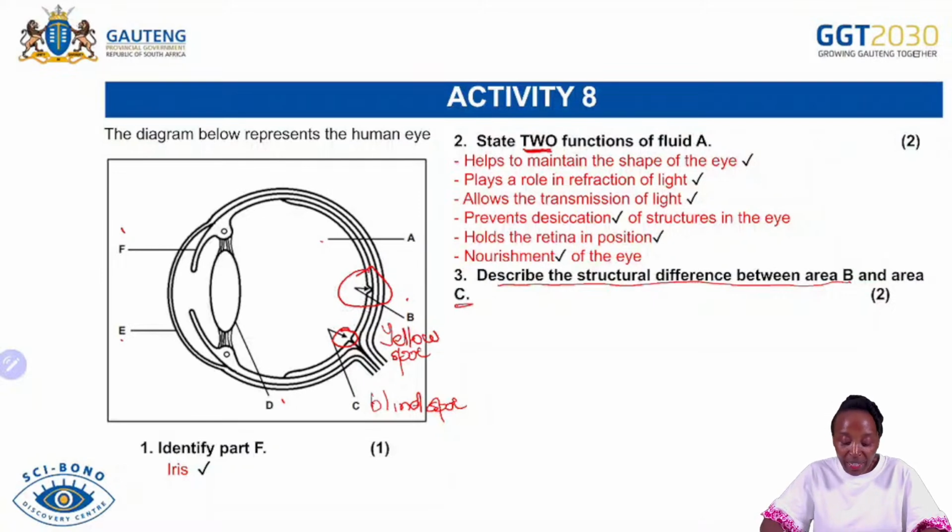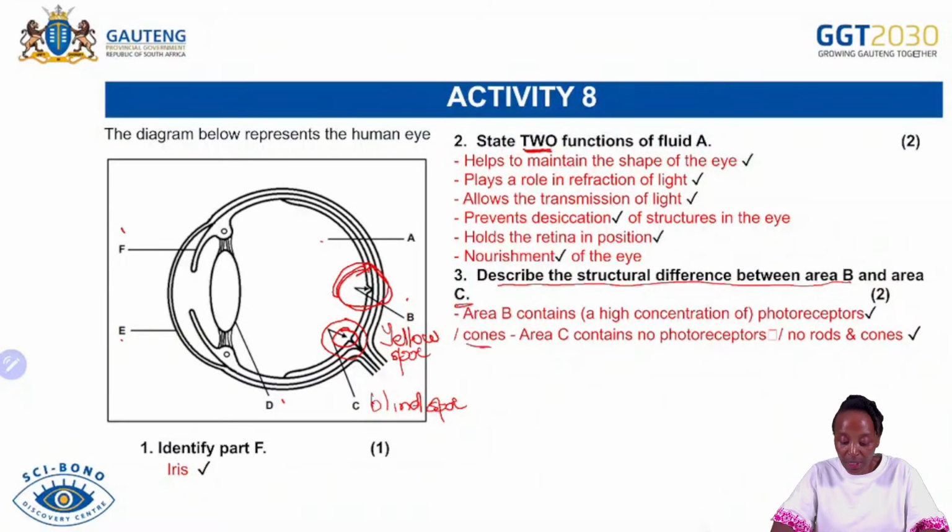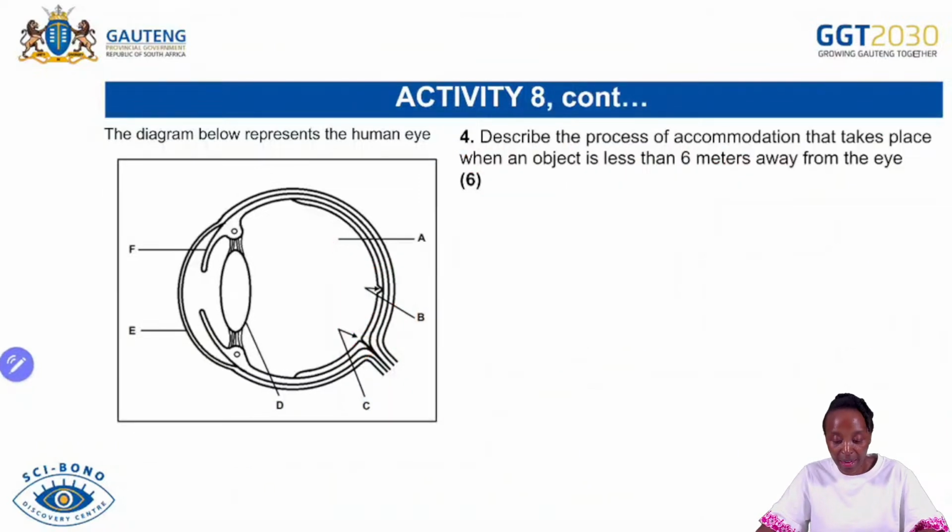And your answer would be structurally, C has no photoreceptors, and then B has a high concentration of photoreceptors, which are what? Which are the cones. So let's look at the answer. So area B contains a high concentration of photoreceptors, which are the cones, and area C contains no photoreceptors. So it has no rods and cones. There's nothing on area C. That is why there is no image that is formed there.